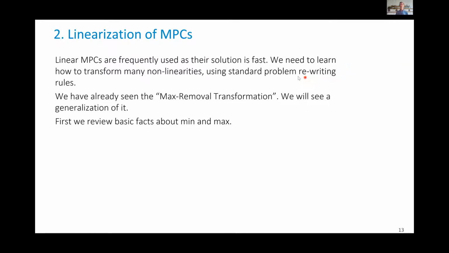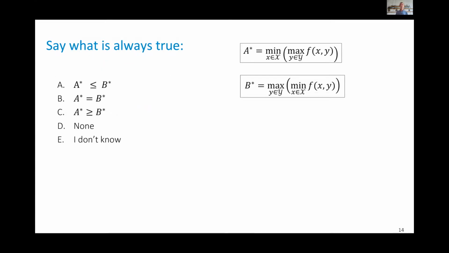But we will focus on the problem rewriting rules, which is, for the practitioner, the most important thing we're confronted with. We have seen that already. We've seen the max removal transformation. In fact, we will see today a more generic set of transformations that will help us a lot. But before getting there, we need to make sure we are comfortable with max and min. We will often see in our objectives, and sometimes in our constraints, min and max. So we need to make sure we are comfortable and avoid some of the mistakes that can easily be made.